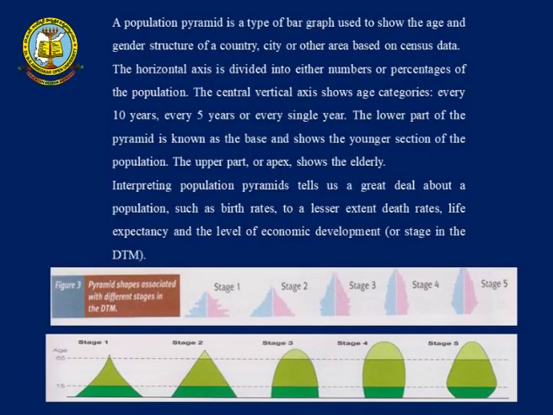So that is the reason I elaborated these 4 things which you have to understand. First is age structure, second is gender structure, and then infant mortality and child mortality. Then only you can understand how to draw the pyramid as per the availability of data. Interpreting a population pyramid tells us a great deal about a population, such as birth rates, to a lesser extent death rates, life expectancy and the level of economic development.